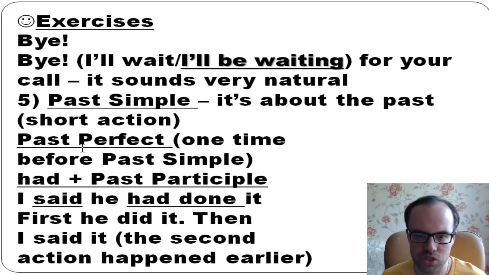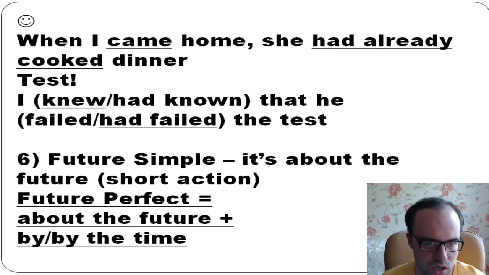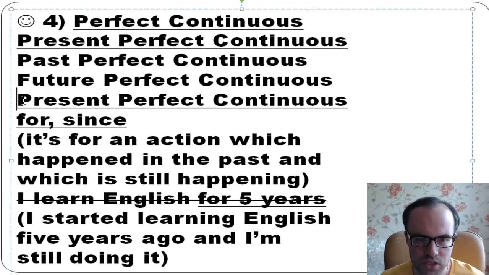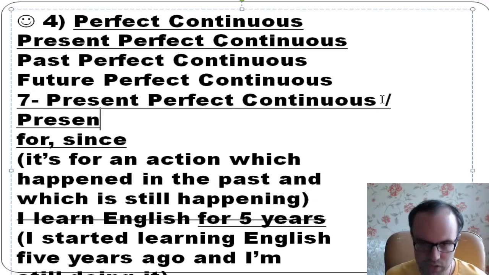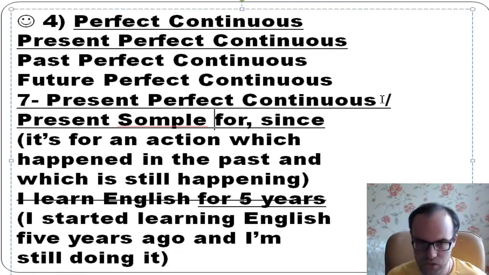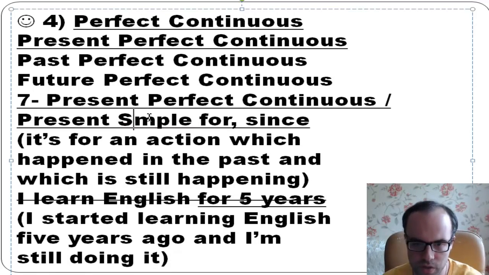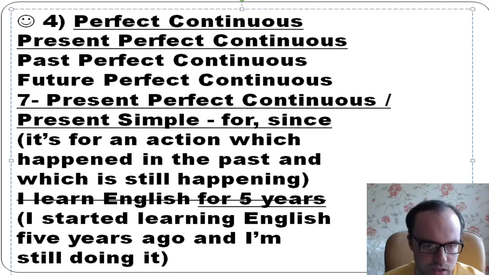So we compared past simple and past perfect, future simple and future perfect. Very good. So it was number 6. Then we talked about present perfect continuous and present simple. So we talked about it. It's an important thing.